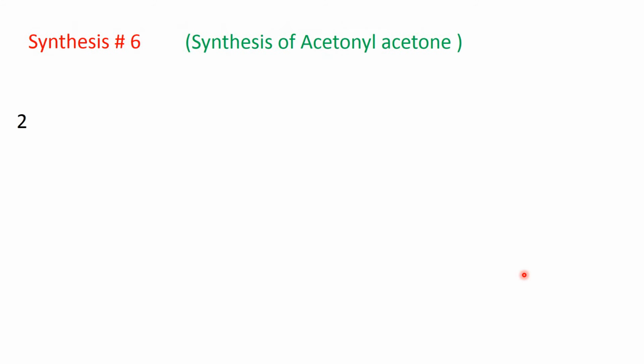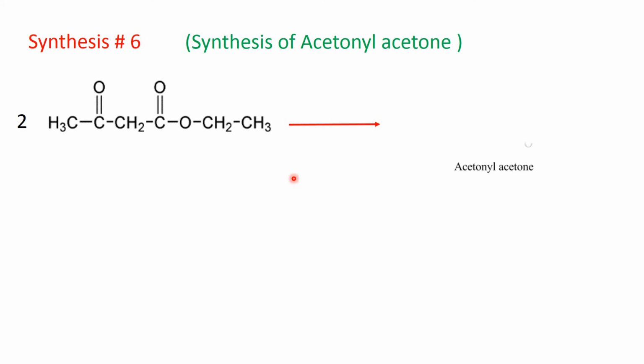Now, synthesis number 6, synthesis of acetonyl acetone. So, this is ethyl acetoacetate. From here, you have to prepare acetonyl acetone. That means here, this is one acetone molecule, this is another acetone molecule. These two carbon atoms of this acetone and this acetone are joined here. So, this is acetonyl acetone. Now, these are ketones, so you have to think about ketonic hydrolysis. This is the breakage point. Carbon dioxide will be removed.